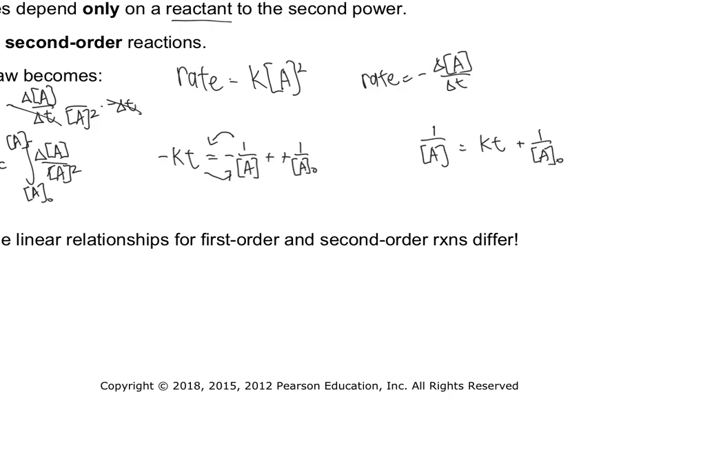So once again, we have something that resembles a line where y equals mx plus b. So for second order reactions, when you plot 1 over the concentration versus time, it gives you a straight line. The straight line has a positive slope, and so we could use this to help us figure out if a reaction is first or second order. A first order reaction would only be linear if we plotted the natural log of the concentration versus time, whereas a second order reaction would be linear if I plotted 1 over the concentration versus time.